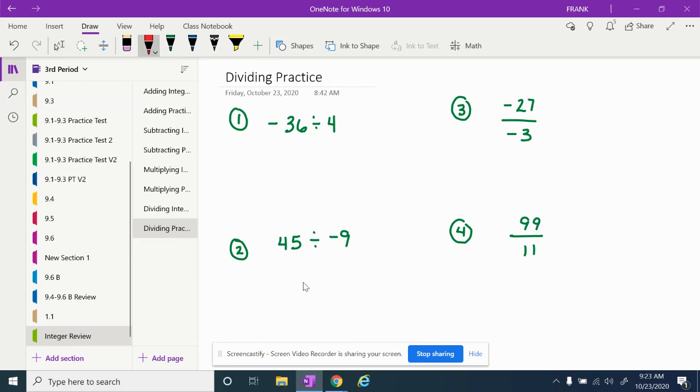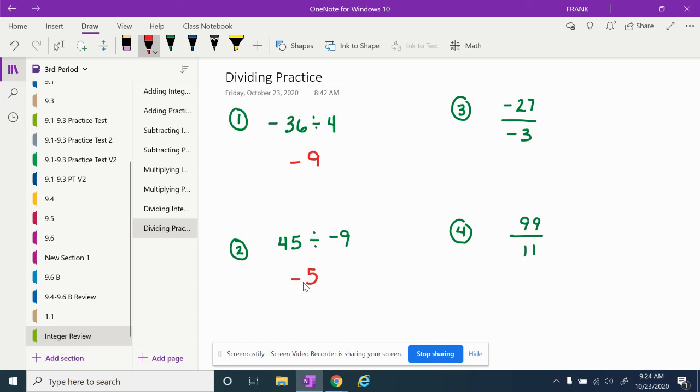And here are the last 4 answers. I have a negative divided by a positive. The signs are different, so the answer has to be a negative. 36 divided by 4, that is 9. This one was a negative divided by a positive. This one's a positive divided by a negative. Still notice that the signs are different, so the answer has to be negative. So 45 divided by negative 9 must be a negative. 9 goes into 45 5 times.